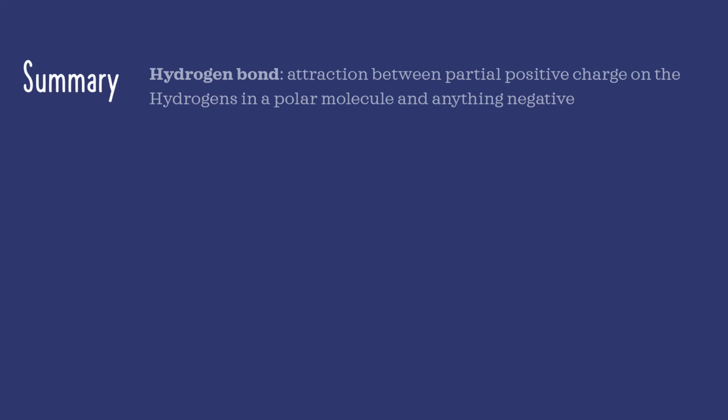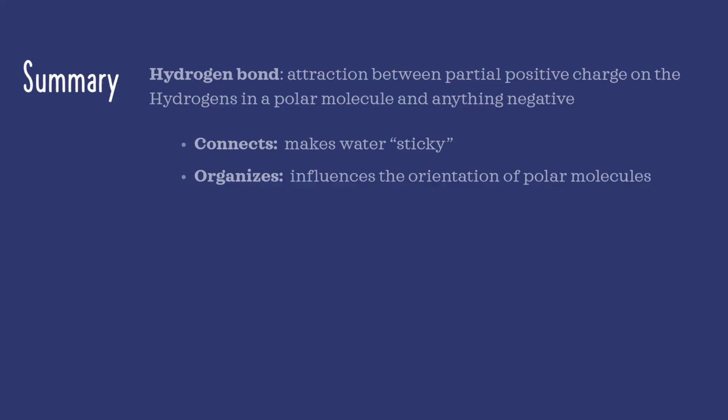In summary, you learned that hydrogen bonds are attractions between the partial positive charge on the hydrogens in a polar molecule to anything negative. You learned that hydrogen bonds connect. For example, they make water sticky. You learned that hydrogen bonds organize. They influence the orientation of polar molecules. And you learned that hydrogen bonds disrupt by breaking ionic bonds.